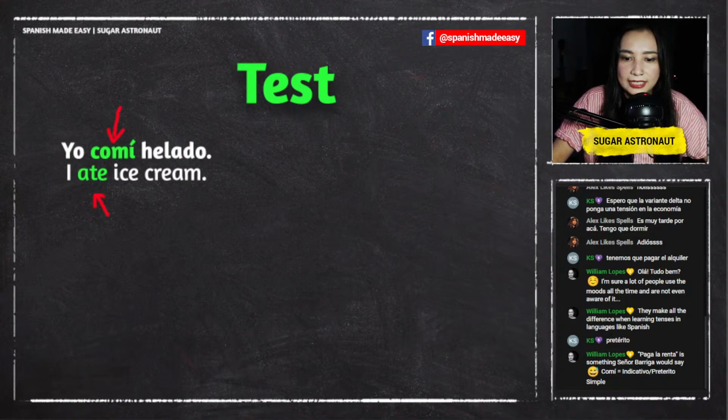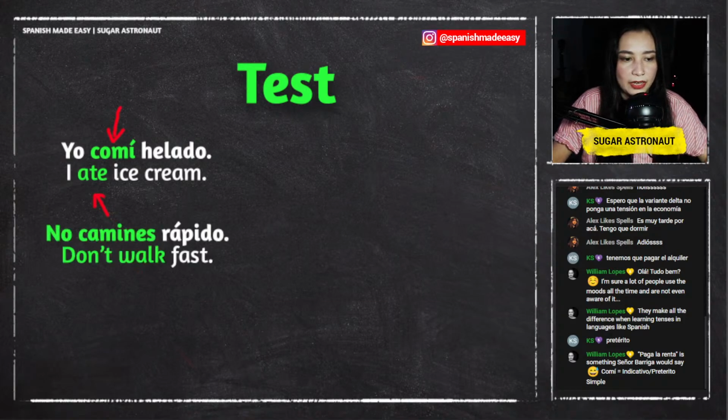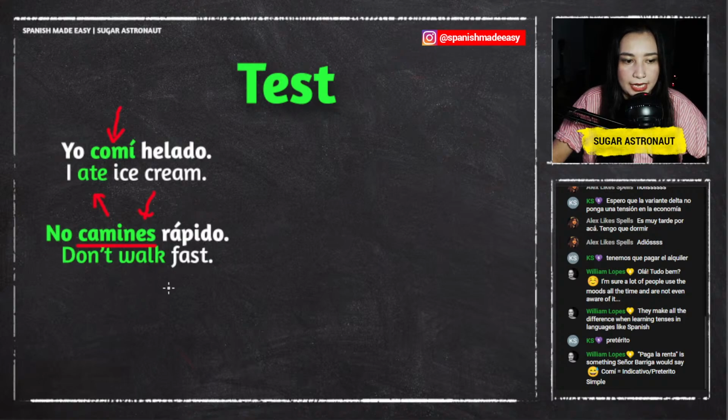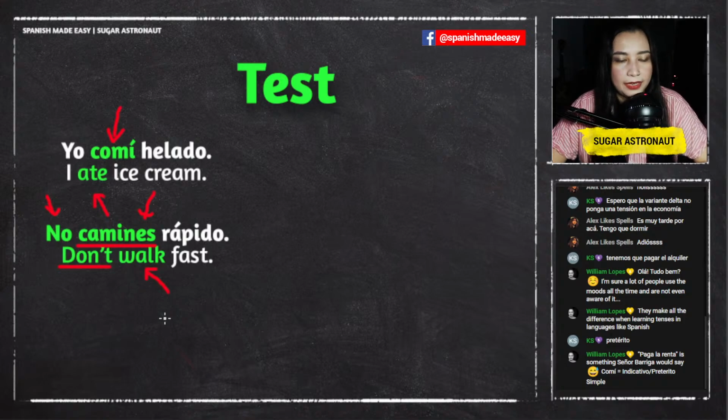Okay, so now let's look at the next one. No camines rápido. This means don't walk fast. Camines is the verb, and that means walk. And we're using no, and that means don't in this situation. What mood are we using? Which one?